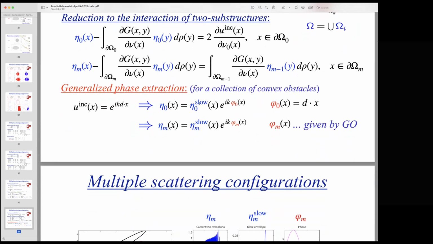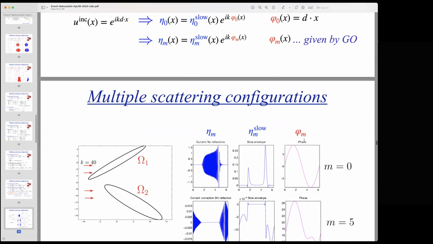You find eta 0's phase by extracting the phase of the incident field. Phi 0 is d dot x, where d is the direction of your plane wave. And then you play the same game. You extract the phases of eta m's. The phi m's are given by geometrical optics. What I mean by geometrical optics is that they are given by ray tracing.